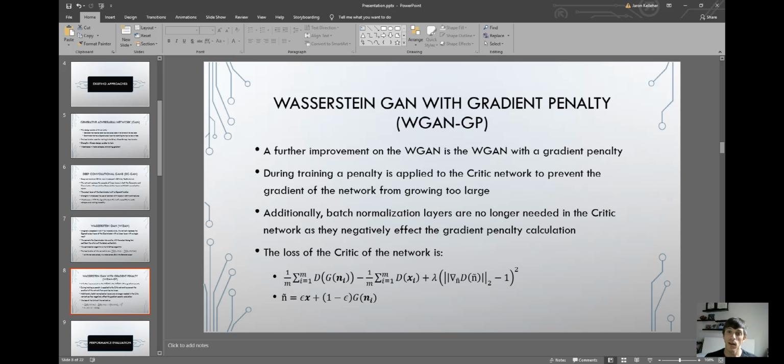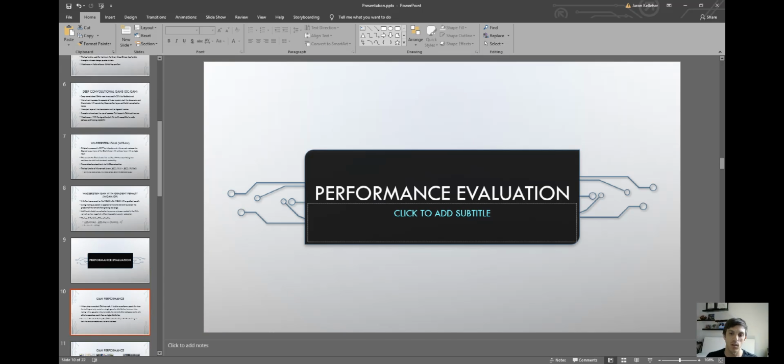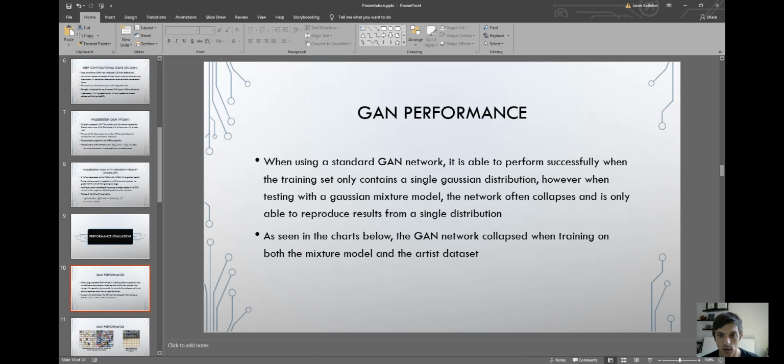With one drawback: the gradient penalty is very computationally expensive for the network. It could double your processing and training time just to get the network trained, and it takes longer for the network to converge on an output. You'll see some of that in the next slides. So now we'll go into our performance evaluation.